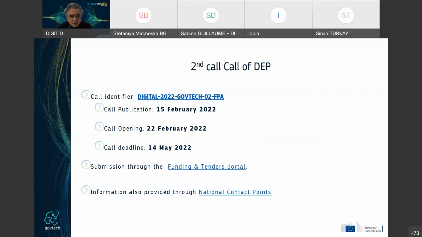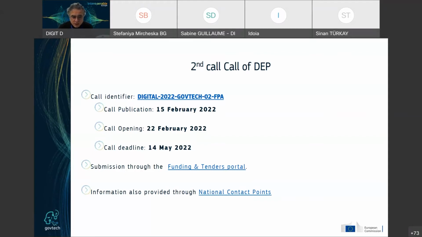Today is the 15th of February. Next week we open the call, and the deadline to submit is the 14th of May. As usual, the usual recommendation: don't wait until the last minute to submit. The proposal must be in at least a couple of days before, because the deadline is at 5 o'clock in the afternoon, and 5 o'clock and 1 minute is too late.